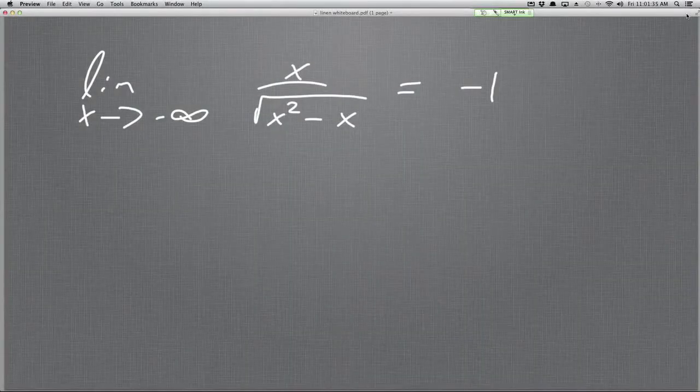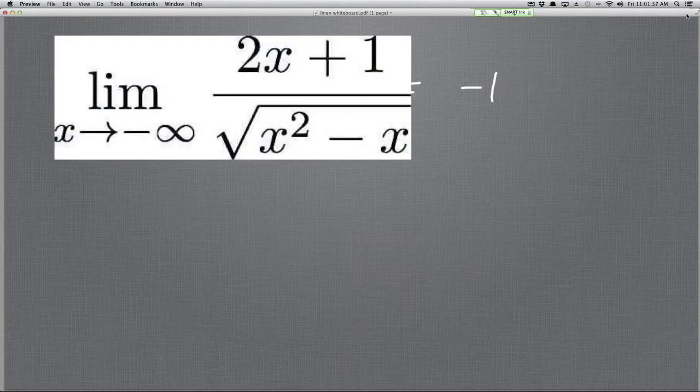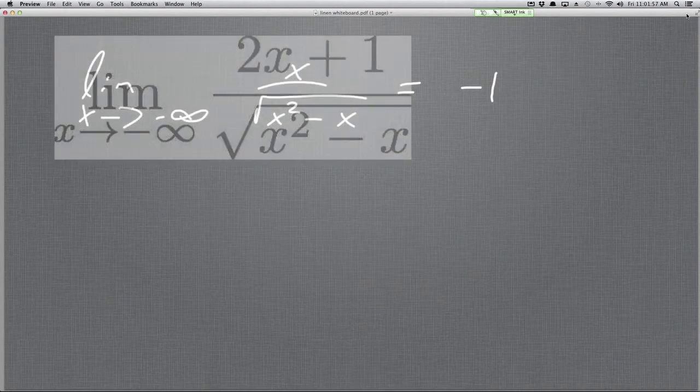So look at 29. Same type of problem, limit as x approaches negative infinity, 2x plus 1 over the square root of x squared minus x. What's that one going to be? Negative 2. My exponents are the same. The coefficient is 2 over 1. The bottom is always positive. When I plug negative infinity in, it makes the top negative. So that's how I end up with negative 2.